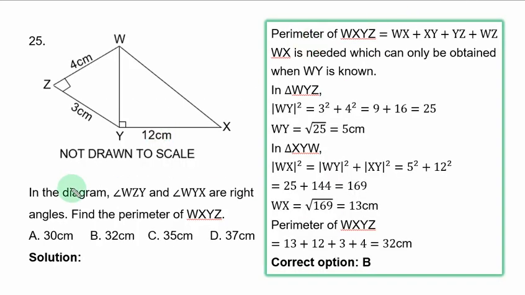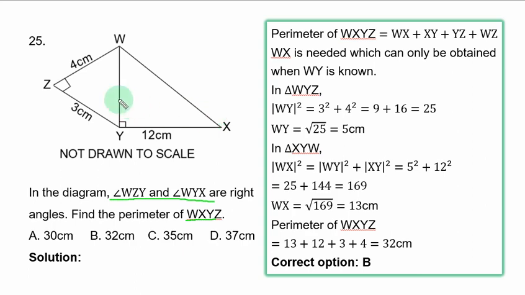Question 25. In the diagram, angle WZY and angle WYS are right angles, that is, their values are 90 degrees respectively. Find the perimeter of WSYZ. The perimeter is the addition of all the sides, but we need WS. To get WS, you need to get WY first before you can get WS.